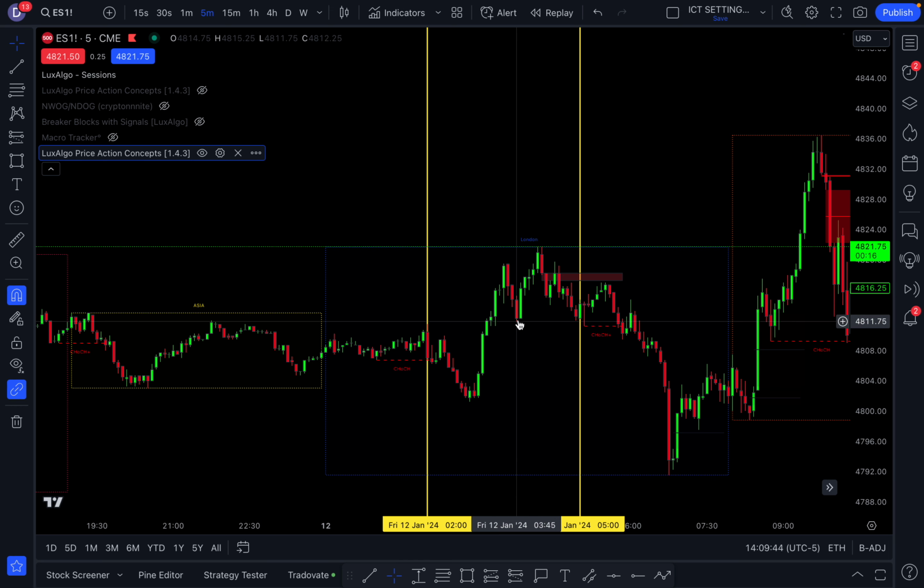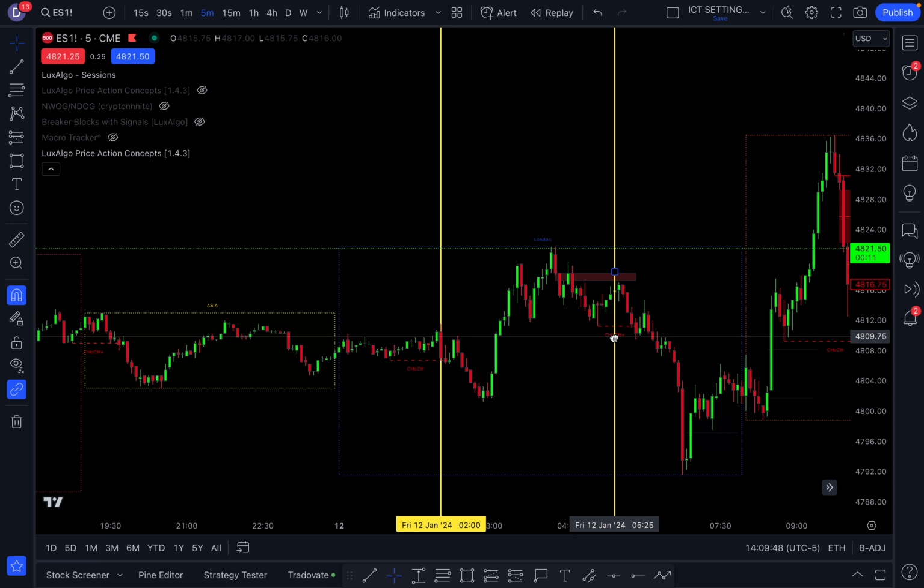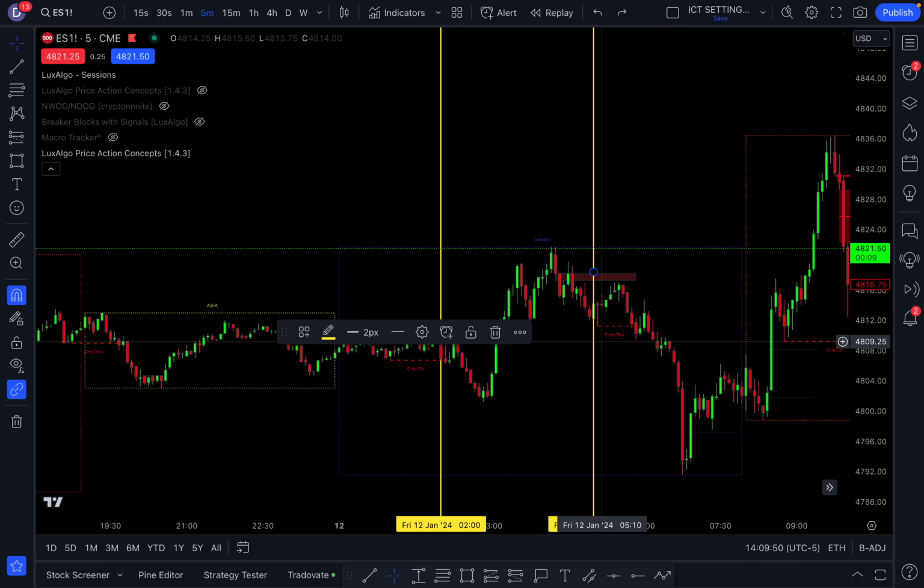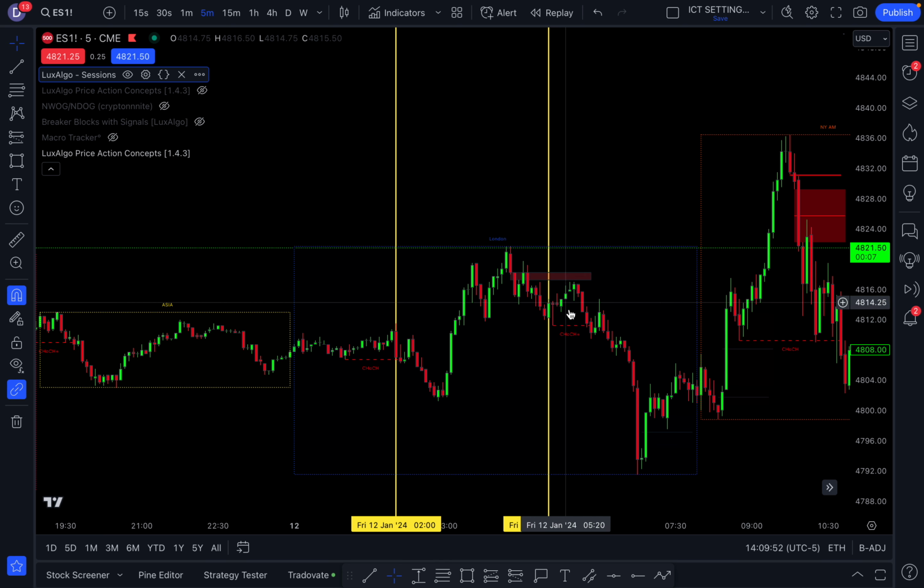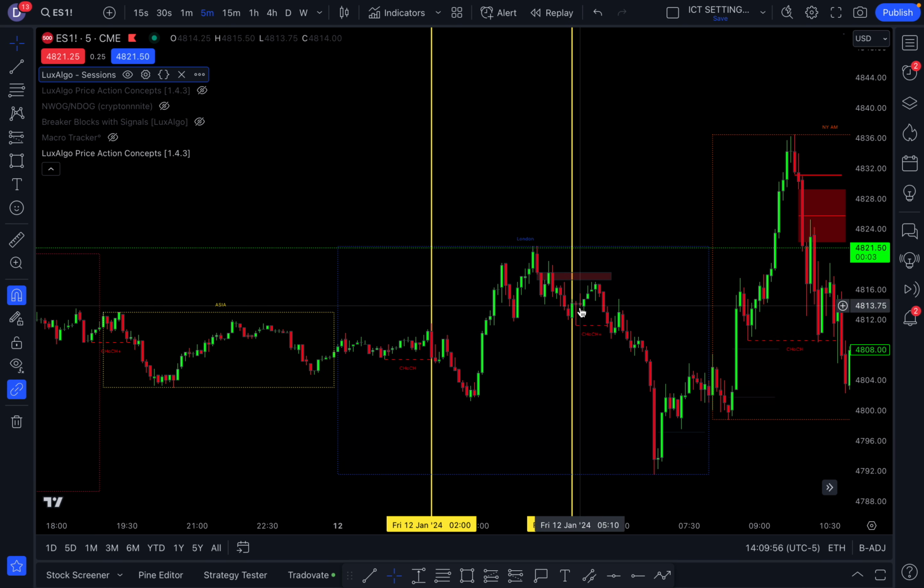This here, price comes back here or to here for this line. It's almost the same. This swing here is stronger, so you can see the sweep. It's technically the same strategy: sweep, CHoCH, FVG, enter the FVG, and then you ride it down.